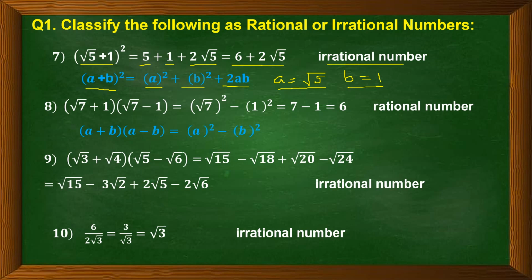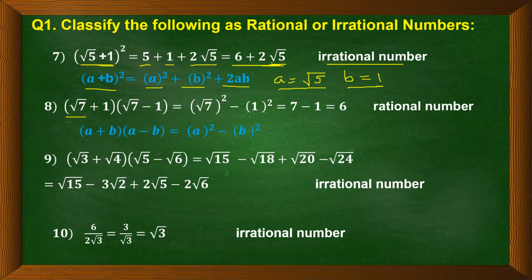Why? Because root 5, any prime number under a root, is an irrational number, and any number multiplied or added to an irrational number also becomes irrational number. So basically we can say because our answer is an irrational number, so our question is also an irrational number. Now let us move to eighth part.